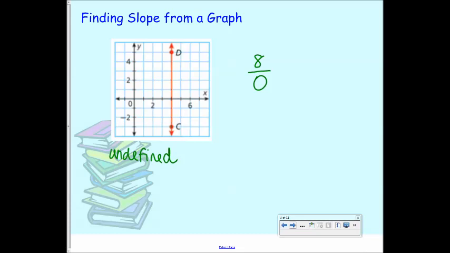So it's undefined, as opposed to a horizontal line like this, which would just have a slope of what? That would be like a slope of 0. Okay, because it would be something like 0 over 8, or 0 over 7, or 0 over 6, however far you count. 0 over 8 you can do, because 0 divided by anything is just 0. All right, so horizontal is 0, vertical is undefined.